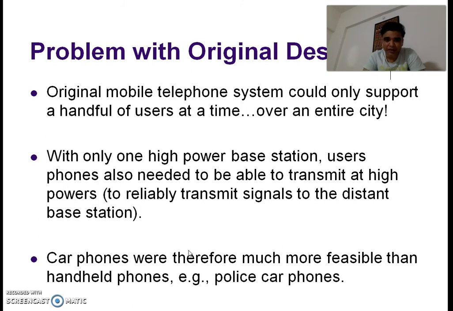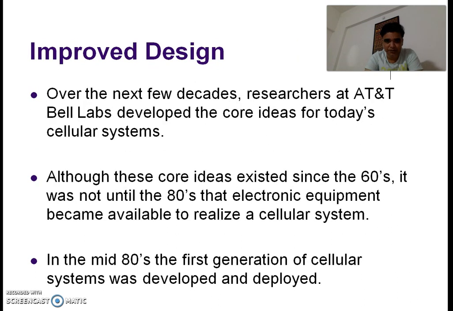The original mobile telephone system could only support a handful of users at a time over an entire city. See, only one base station for one city, and only a limited number of users will be served. With only one high power base station, user phones needed to be able to transmit at high power to reliably transmit signals to the distant base station. Right? Car phones were therefore much more feasible than handheld phones, for example police car phones.